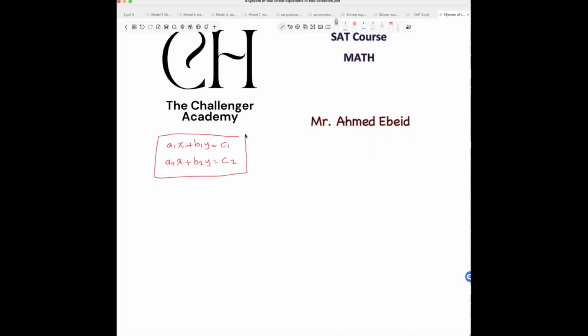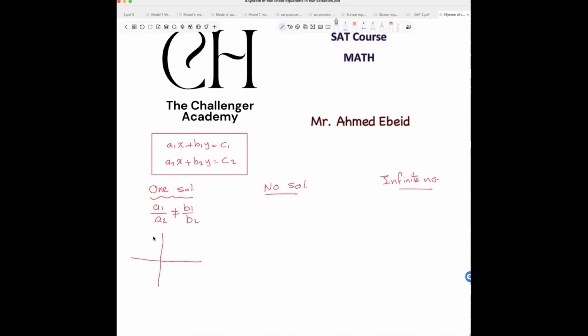The first one, if you have one point of intersection, it means that we have one solution. If you have no solution, and if we have an infinite number of solutions. So the first one, if you have one solution, if you compare the coefficients of x and y, you will find that a1 over a2 does not equal b1 over b2. And it's represented by two lines that intersect at one point, like this, for example.